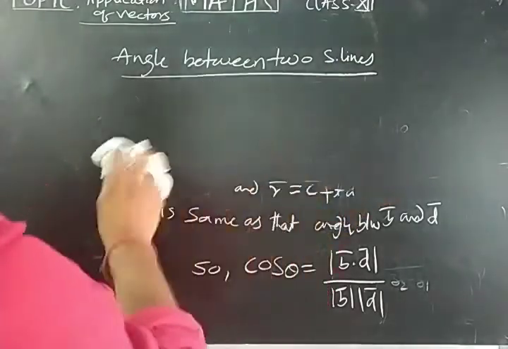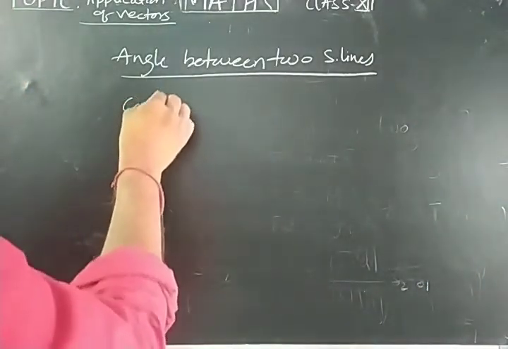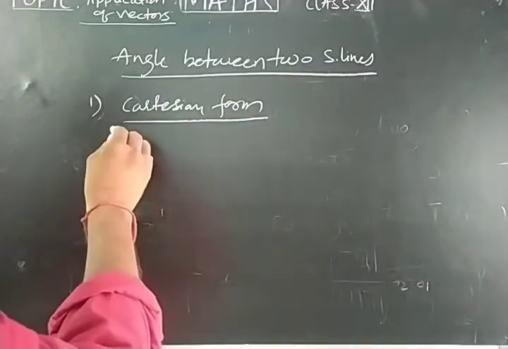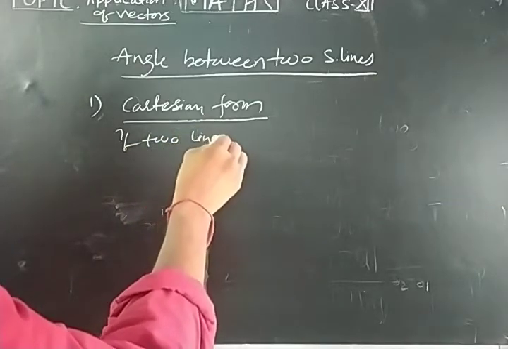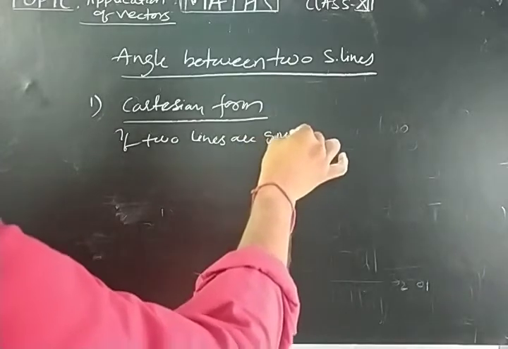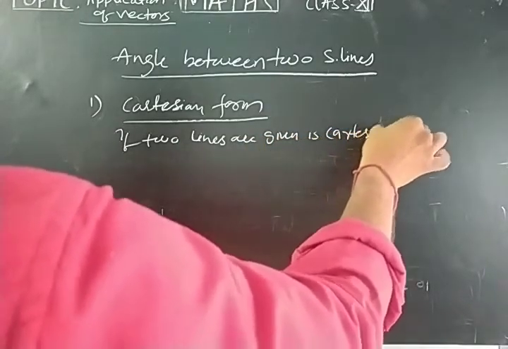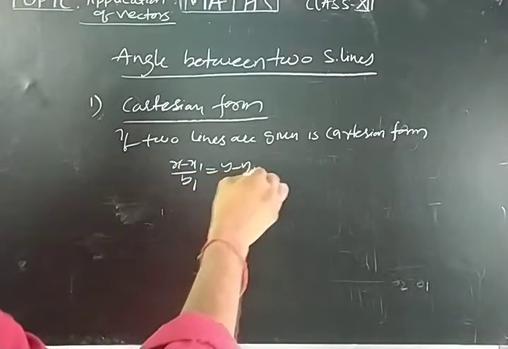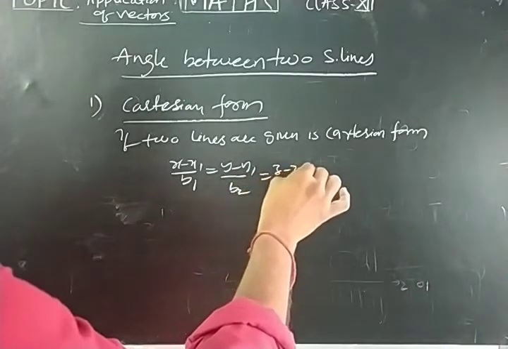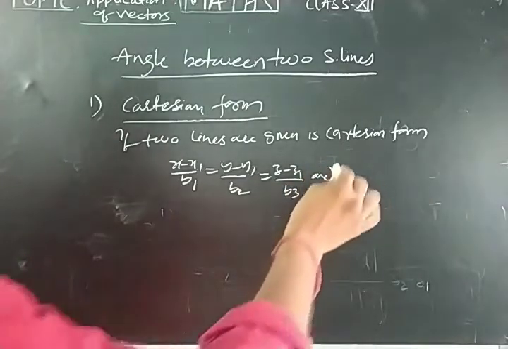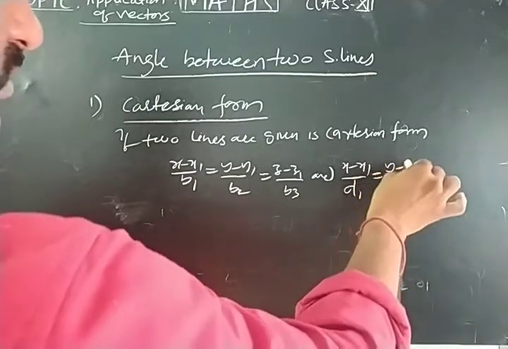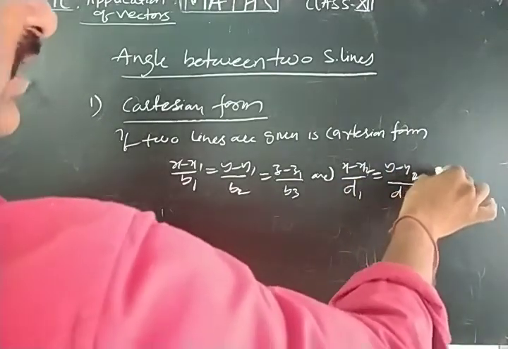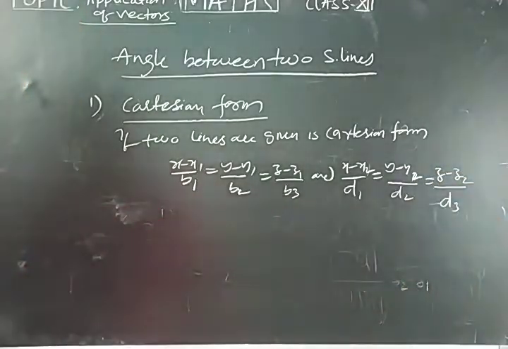Now Cartesian form. In Cartesian form, if two lines are given as (x minus x1) by b1, (y minus y1) by b2, (z minus z1) by b3, and the second line (x minus x2) by d1, (y minus y2) by d2, (z minus z2) by d3, these are two given straight lines in Cartesian form.